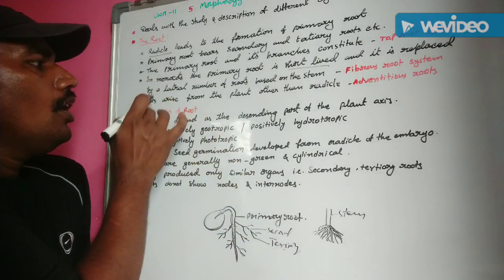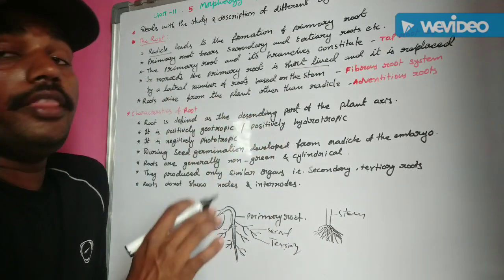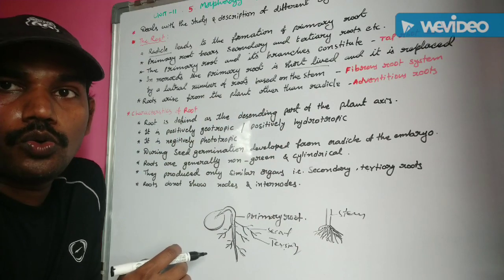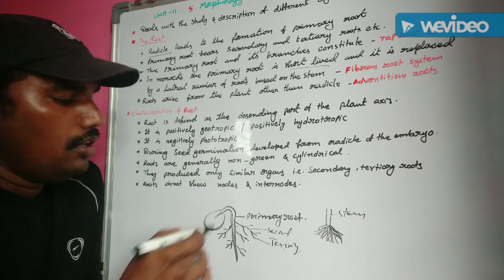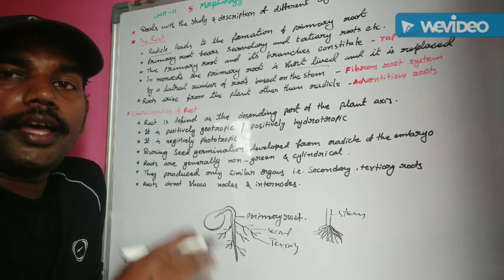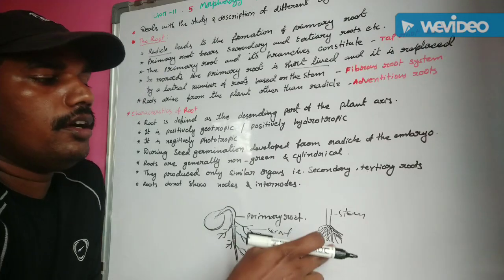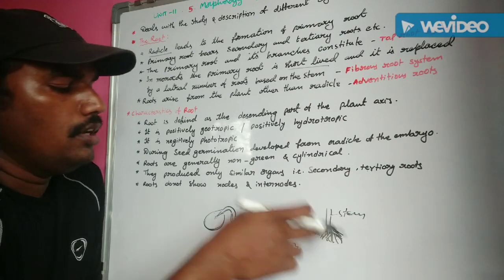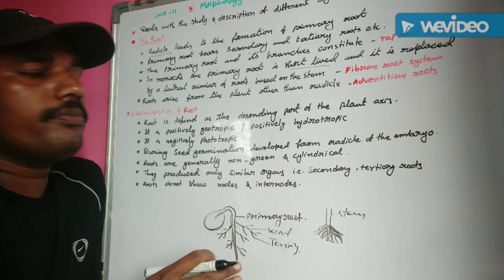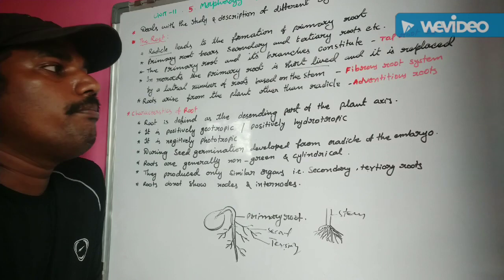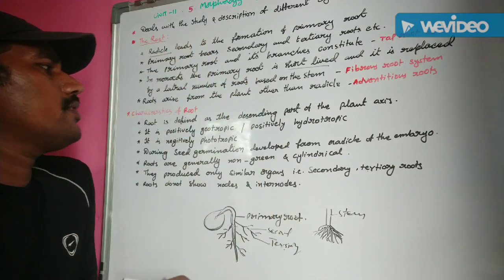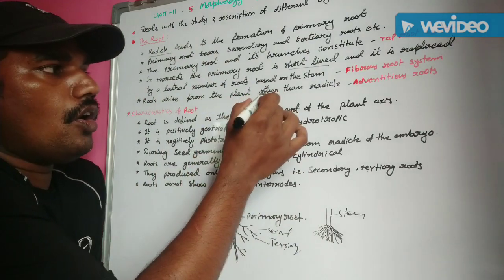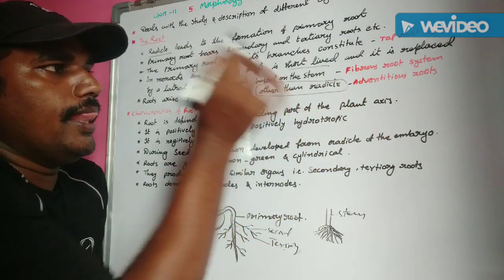Another one, roots arise from the plant other than radicle of the embryo. Basically, roots mainly arise as either taproot system or fibrous root system. Mainly root is developed from the radicle of the embryo. But in some cases, roots arise from the plant other than radicle.